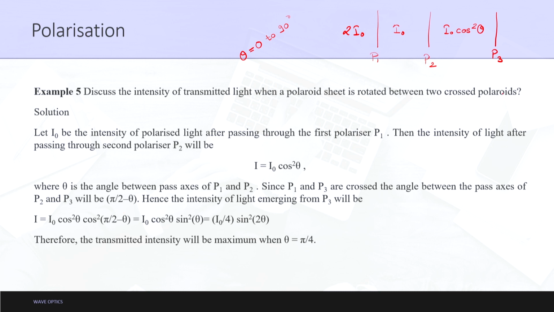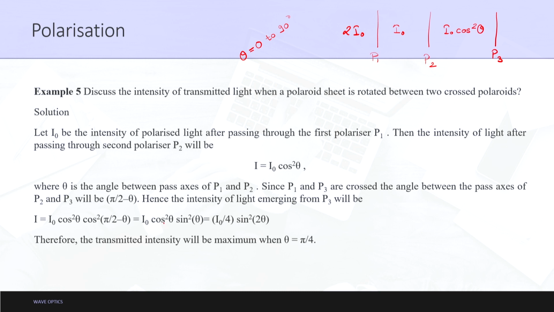Hence this is nothing but the example of two crossed Polaroids. Because what does cross mean? Cross means they are at 90 degree angles. Hence the intensity of light emerging from P3 will be I is equal to I naught cos square theta multiplied by cos square of pi by 2 minus theta.